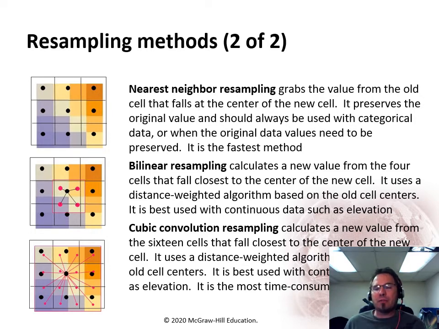So what I tell my students is when you're going to resample a raster, if it's a discrete raster, use nearest neighbor. If it's a continuous raster, use bilinear or cubic convolution. Take your pick. It doesn't really matter that much. Bilinear is sort of the default for continuous rasters, but the idea is just to make sure that you're using either bilinear or cubic for continuous rasters.